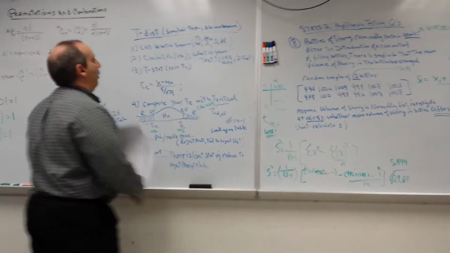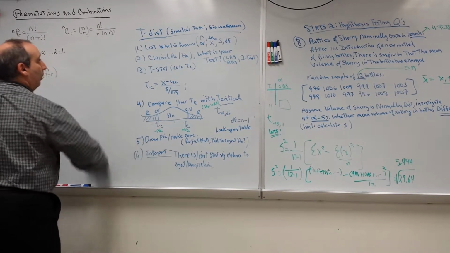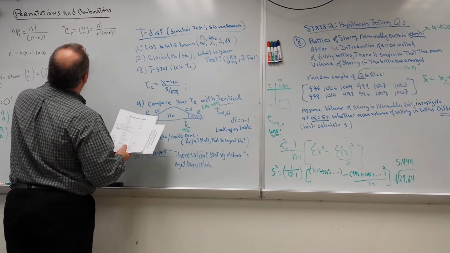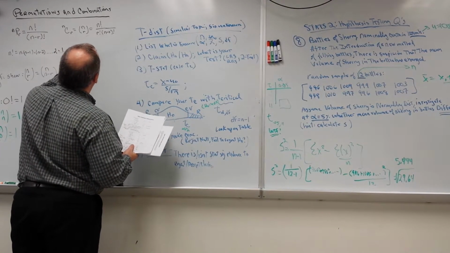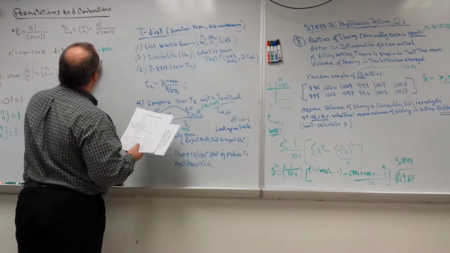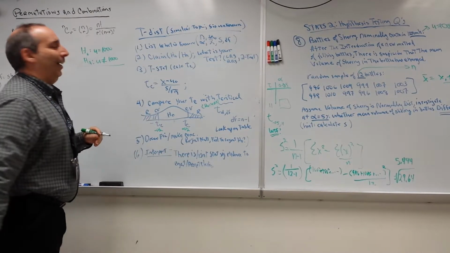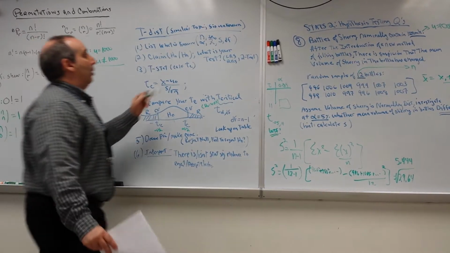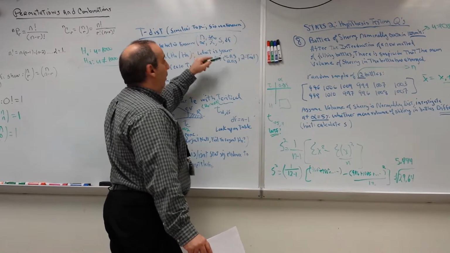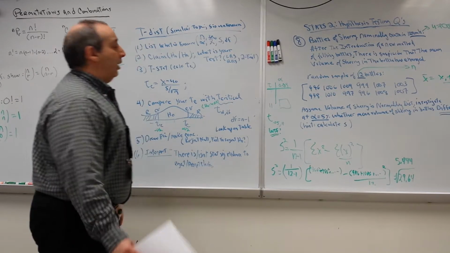The first thing we have to do is the claim and all that. Since it's a two-tail, you've got the H0 and the Ha. So mu is equal to 1,000, and mu is not equal to 1,000. Do we know everything else? We know alpha, we know n, we know mu, we know x bar, and we know s. And we know df, degrees of freedom.